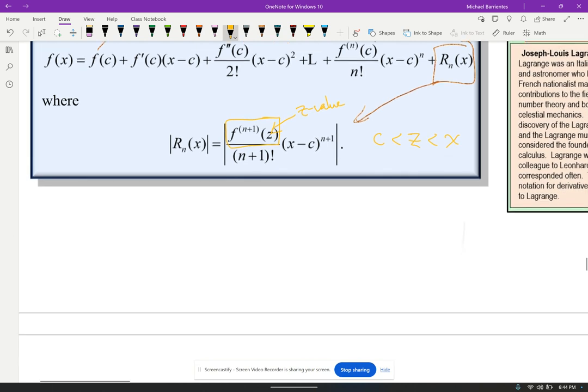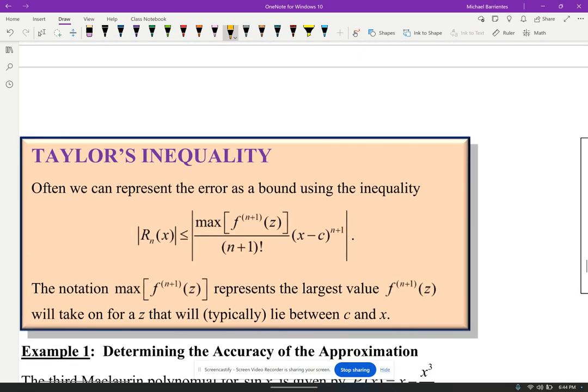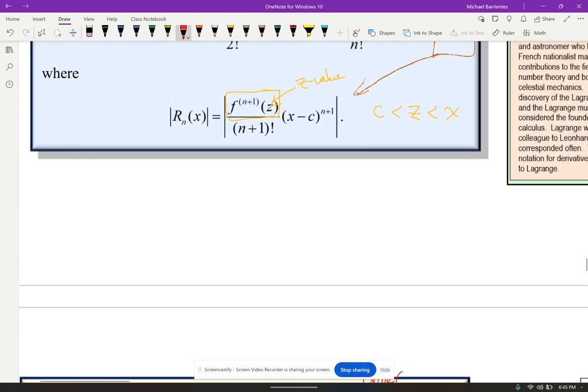Well, Taylor comes back and Taylor says, why don't we create a bound? Because finding the remainder is going to be difficult. Why don't we create a bound? Because if we can find a maximum value of what the n plus 1th derivative at that z value should be, well, then that would certainly create an upper bound of my remainder value. So notice the change.